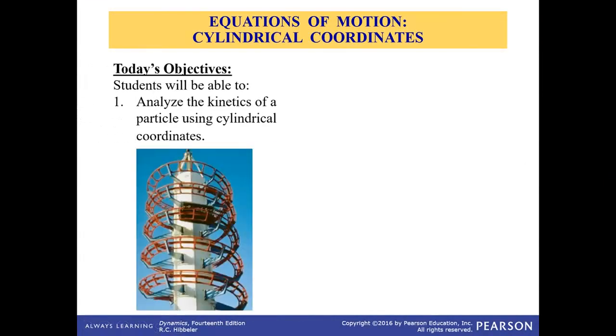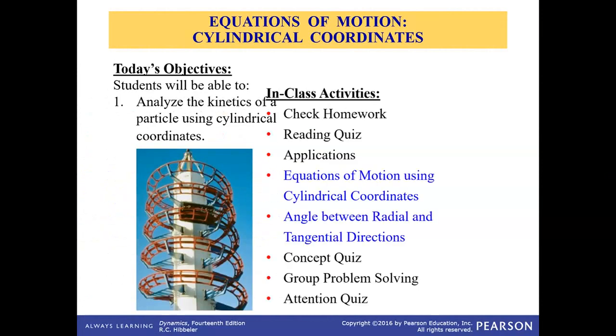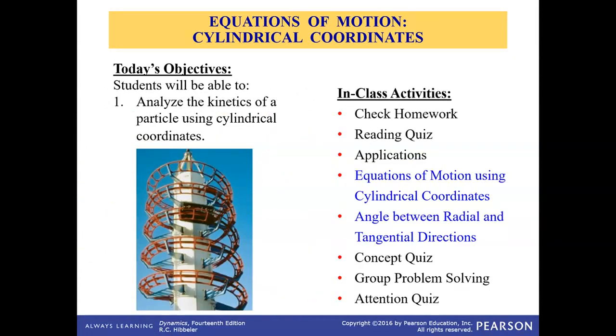Today's objective is to analyze the kinetics of a particle using cylindrical coordinate system. Remember, we use cylindrical coordinate system when a particle has a three-dimension circular motion. For example, a spiral slide as shown in the figure.